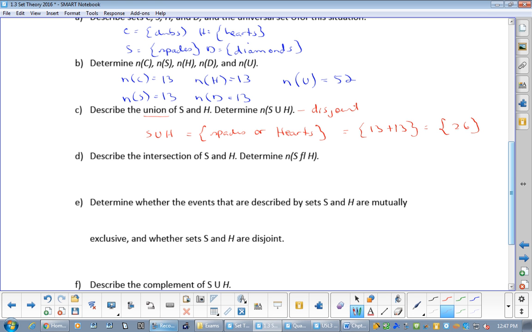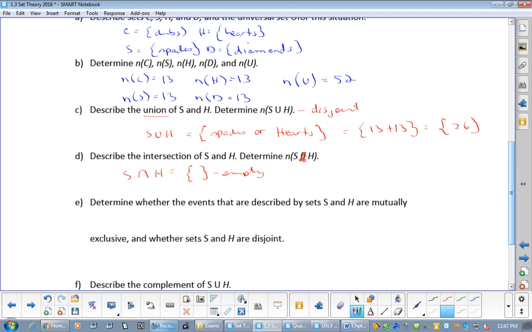Okay, some little auto type thing there. It said describe the intersection of S and H. So we're looking for S intersection H. So what is S and H? That's the empty set.